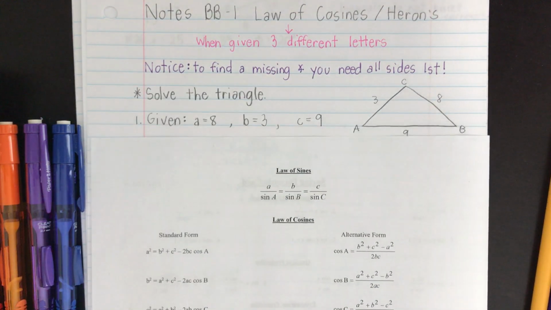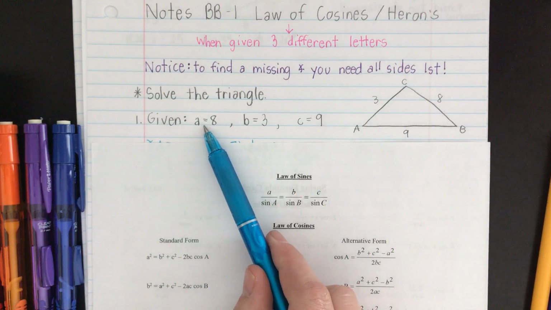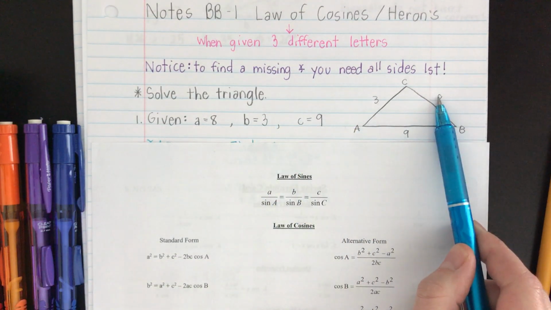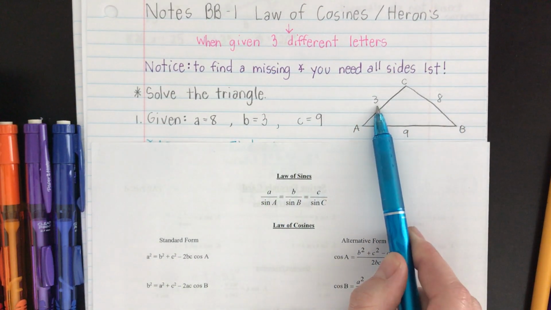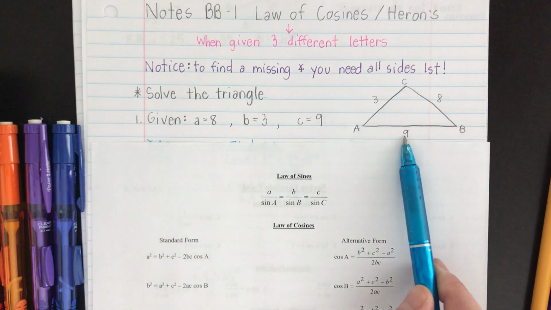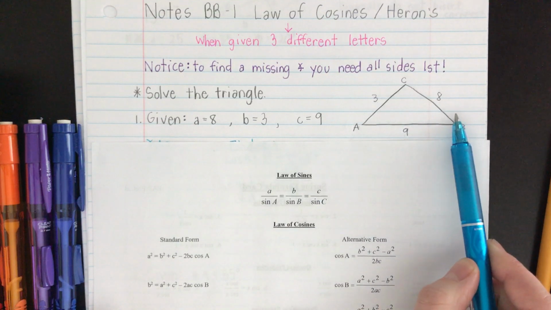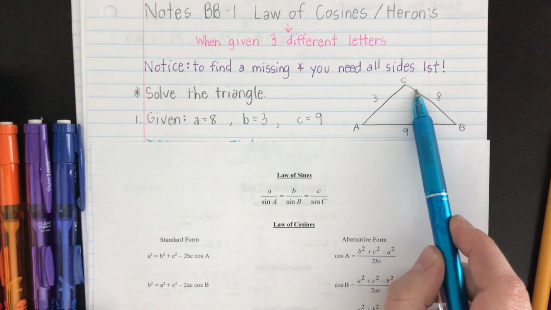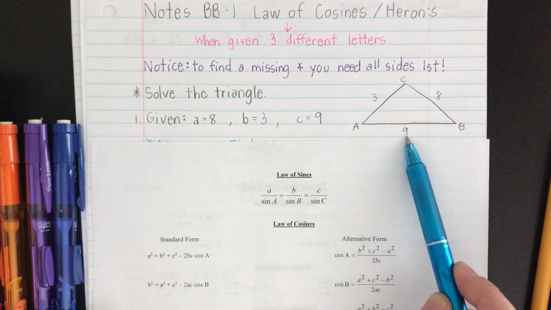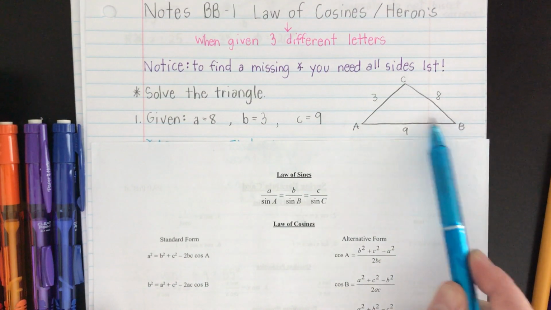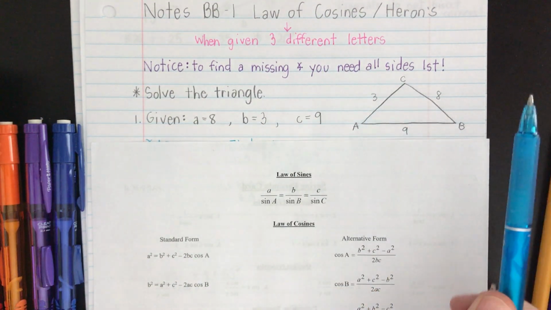Solve the triangle given side A is 8, side B is 3, and side C is 9. Obviously not to scale, but I do want to point out that when we get our answer, angle C should be the largest because it opposes the largest side. And then angle B should be our smallest because it opposes the smallest side.